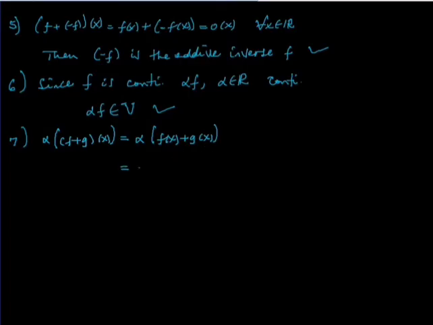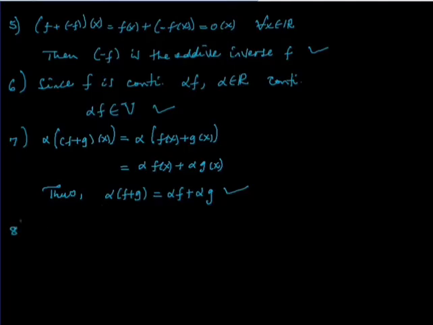So ይሄ ምን ይሆናል ማለት ነው? Alpha times f of x plus alpha times g of x ተደርጎ ይጻፋል። So ምን ማለት ይቻላል ማለት ነው? Alpha times (f plus g) is the same as alpha f plus alpha g ማለት ይቻላል ማለት ነው። So there is distribution of scalar over vector ማለት እንችላለን። The seventh axiom is satisfied.